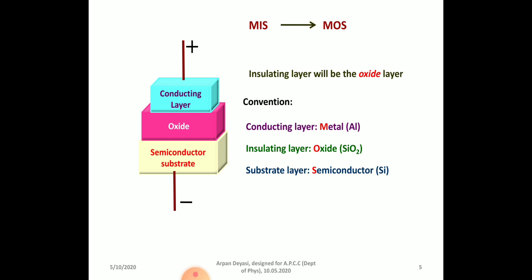So aluminum, silicon dioxide, silicon is my device, where the term metal starts with M, oxide starts with O, and semiconductor starts with S. So the combination will give you MOS, and it is a capacitor. So MOS is a capacitor, and from now onwards, I will go with the aluminum silicon dioxide silicon system. So let's today make the journey in the world of MOS, not in the world of MOSFET.